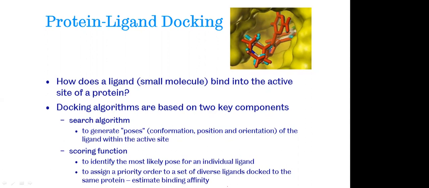It is used to identify the most likely pose of a molecule that is complementary to the receptor, and to define the best ligand from all the diverse compounds we are considering for the docking process. The binding affinity can be defined with the scoring function. So for any docking method, the searching algorithm is important and the scoring function is important.